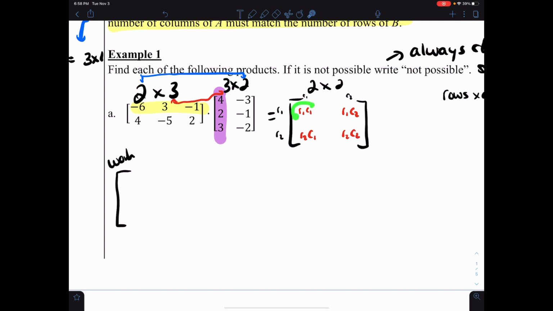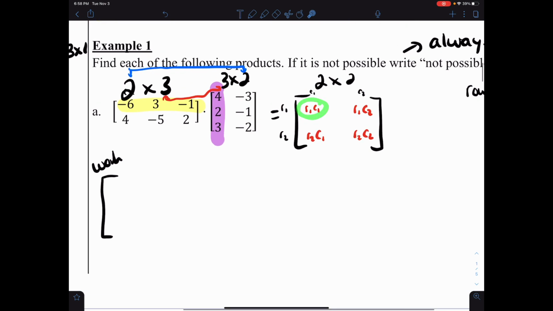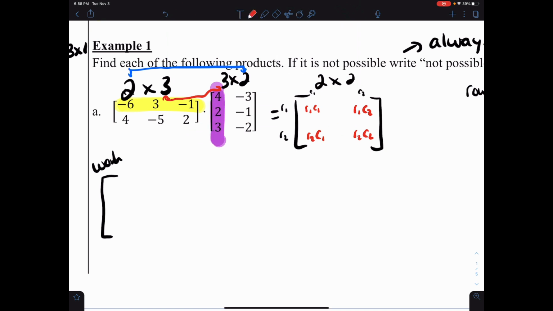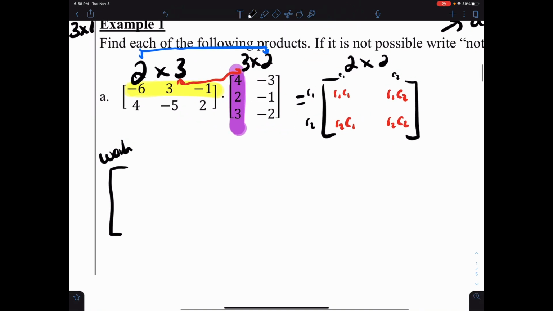So for instance, right here in our answer matrix, which should contain 4 elements, this is in position row 1, column 1. To get that answer, I'm going to take row 1 of the first matrix and multiply it by column 1 of the second matrix. Now this is how we want you to show your work. So -6 times 4, right? We're thinking about shirt 1, its cost, shirt 2, its cost, and shirt 3.